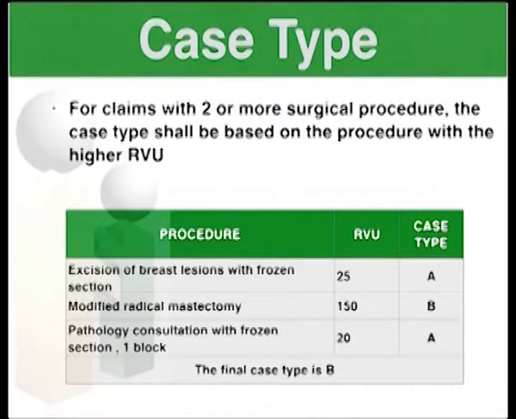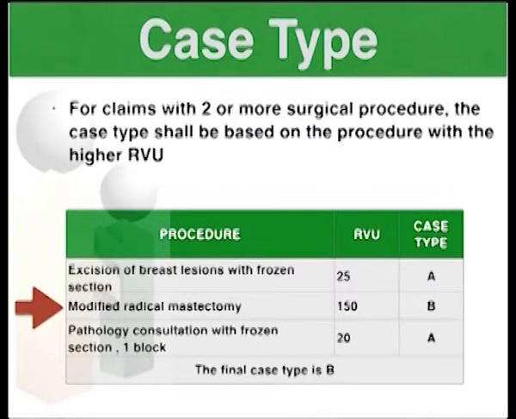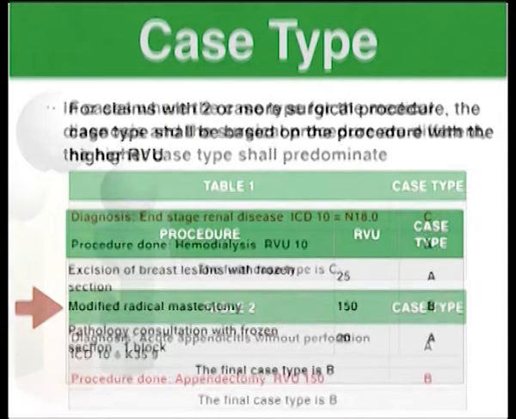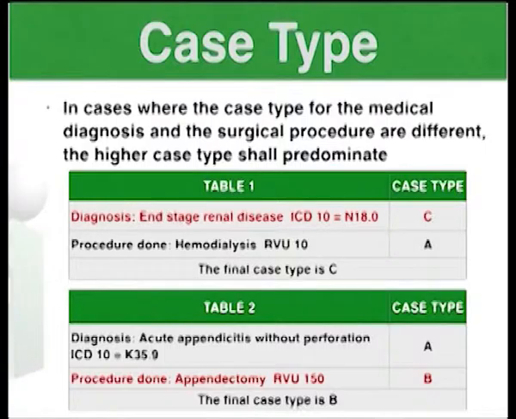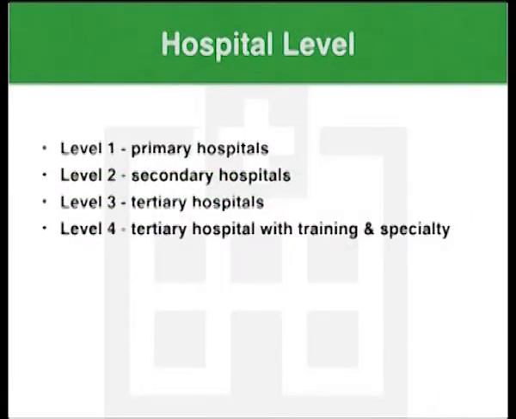For claims with 2 or more surgical procedures, the case type shall be based on the procedure with a higher RVU. In this example, case type B, modified radical mastectomy, is the final case type. In cases where the case type for the medical diagnosis and the surgical procedure are different, the higher case type shall predominate. There are 4 hospital levels.